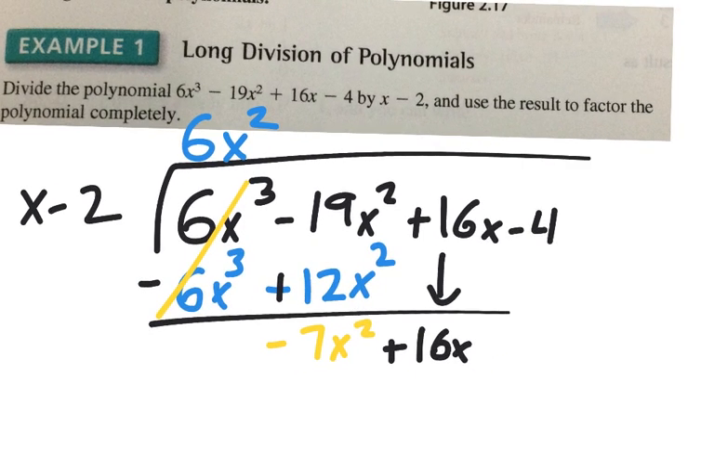Now the process starts over. I have an x leading, and I want to get rid of negative 7x squared. So I want to make them match. So x times what is negative 7x squared? Correct. Negative 7x. Remember, I want to make them match because I'm going to choose to subtract them. I'm going to choose to change the sign. So I'm going to multiply by negative 7x. Negative 7x times x is negative 7x squared. Negative 7x times negative 2 is positive 14x.